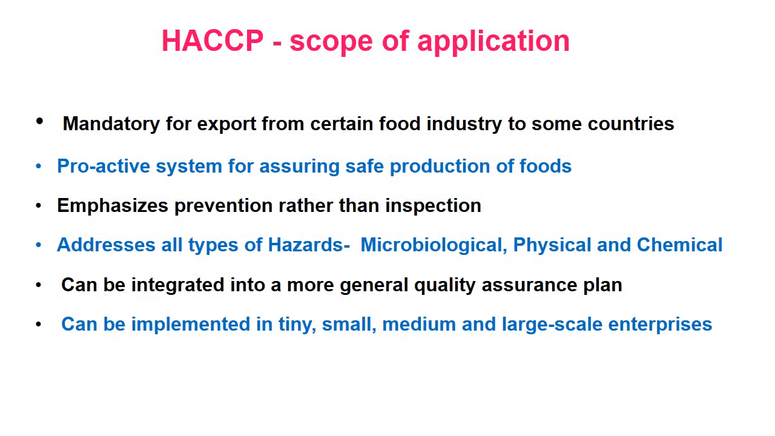Now we have discussed the 7 principles. Briefly, I will tell about the scope of application. It is mandatory for export from certain sectors of the food industry to some countries, especially dairy origin foods or meat origin foods. It is a proactive system for assuring safe production of foods. It emphasizes prevention rather than inspection, and it addresses all types of hazards, that is microbiological, physical and chemical. It can be integrated into a more general quality assurance plan, and it can be connected along with GMP together. It can be implemented in tiny, small, medium and large scale enterprises. So all sizes of industries it can be suitable for.